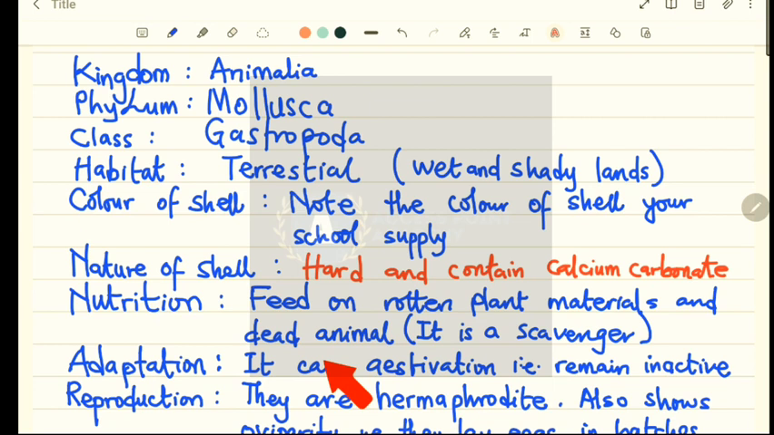So how does it feed? It feeds on rotting plant materials and dead animals. So it is a scavenger. The land snail is a scavenger. Then what is its adaptation? How does it adapt to its surrounding? It has the ability to estivate, that is, it can actually remain inactive for a period of time.